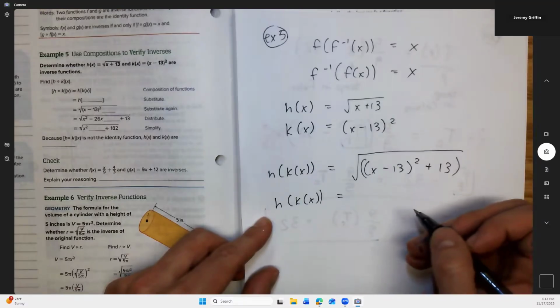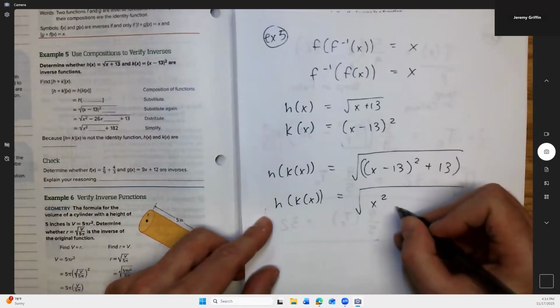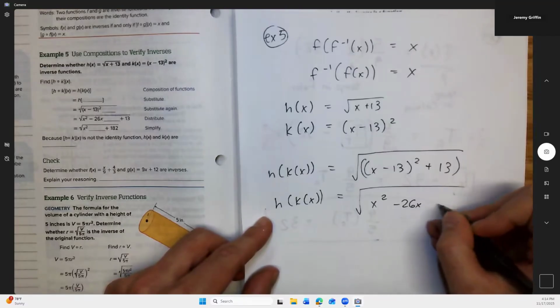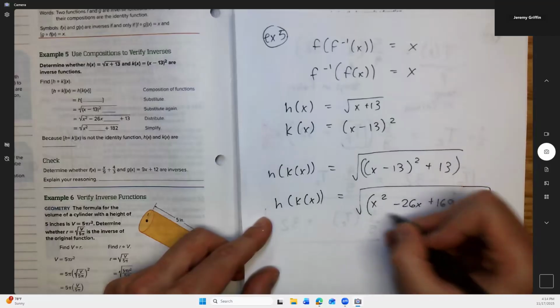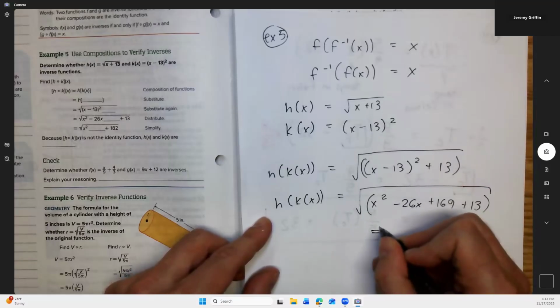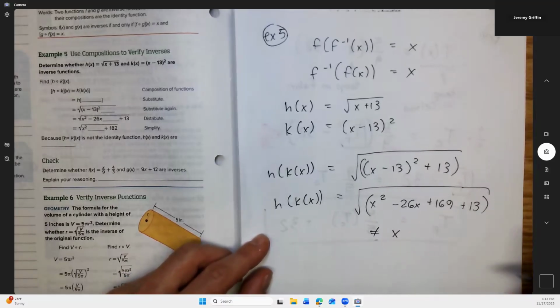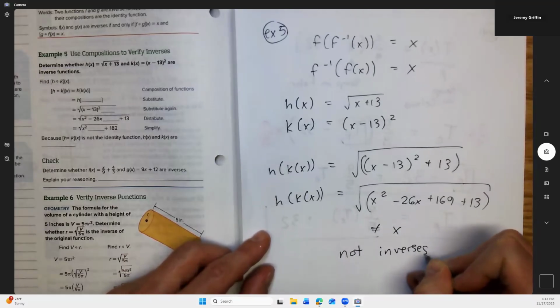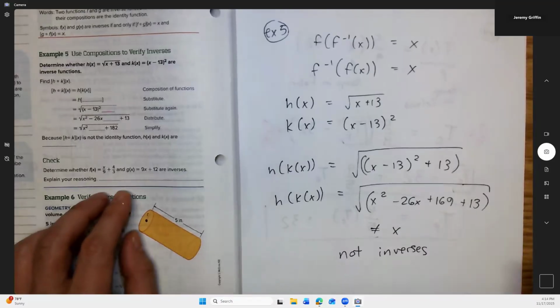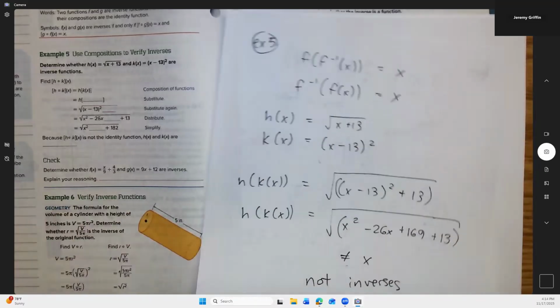I don't think that's going to work. Because if you FOIL this out, that's x squared minus 13x minus 13x, that's minus 26x, and then plus 169, wouldn't it? Well, I was kind of hoping they would give us something that actually did work. But this is not x. I can see that's not going to be x. So not inverses. They did give us another example right here, so maybe I'll try that one. So this failed, but that's okay.